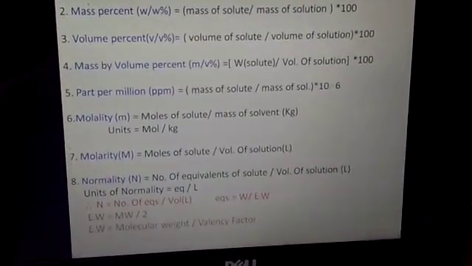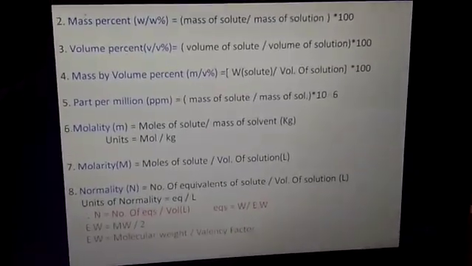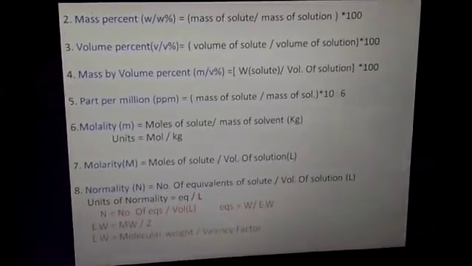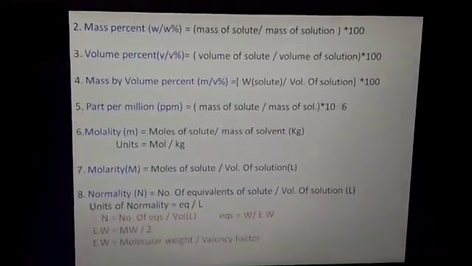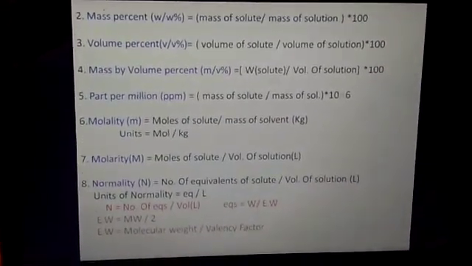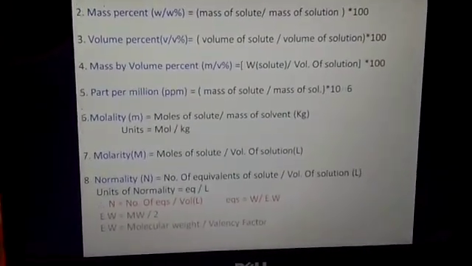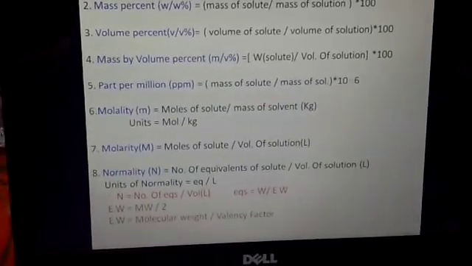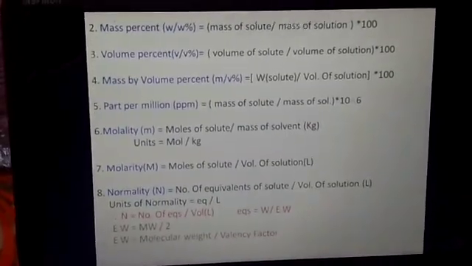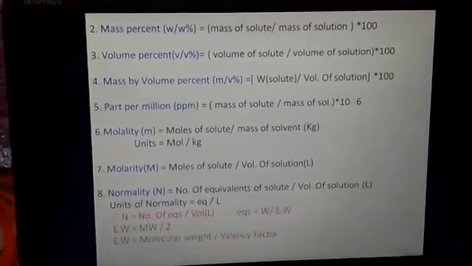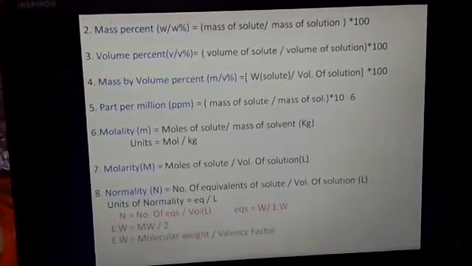Normality. Normality represents the number of gram equivalents of the solute present in 1 liter of solution. Normality of the solution is defined as the number of gram equivalents of the solute dissolved per liter of the given solution. It is denoted by the symbol N. The normality of the solution in case of dilution can be determined by using the formula N1 into V1 is equal to N2 into V2.